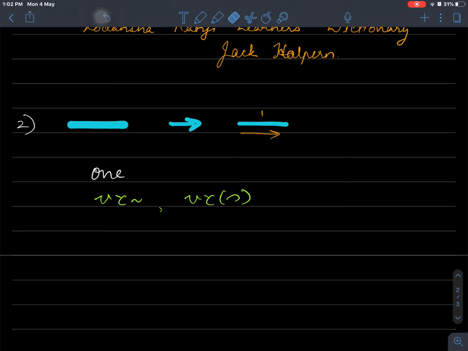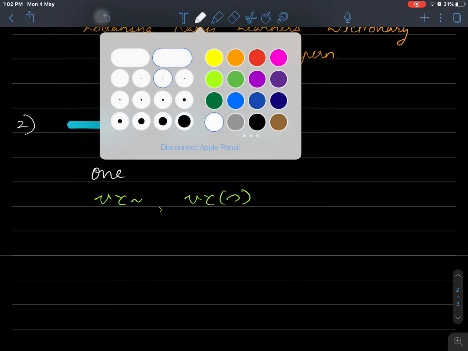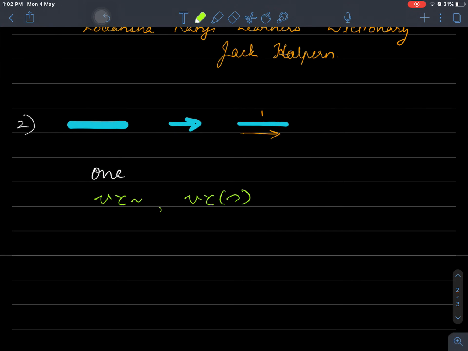So hitotsu is supposed to be one small object, because tsu is supposed to be the counter of small objects. So hitotsu would be one small object, or if you don't know the counter for something, you can say hitotsu, and it will be understood as meaning one of that object, even though it may be wrong in the strict sense.